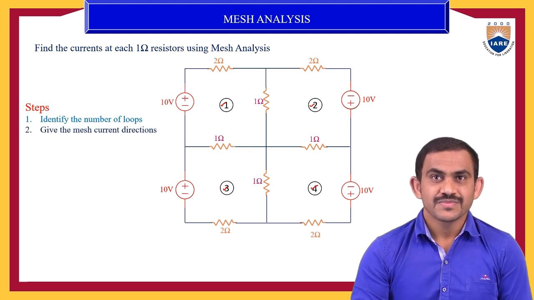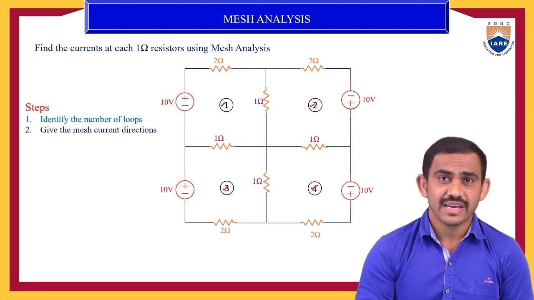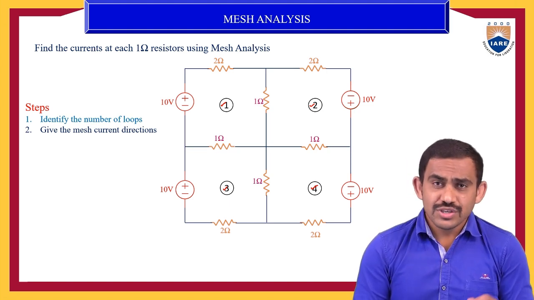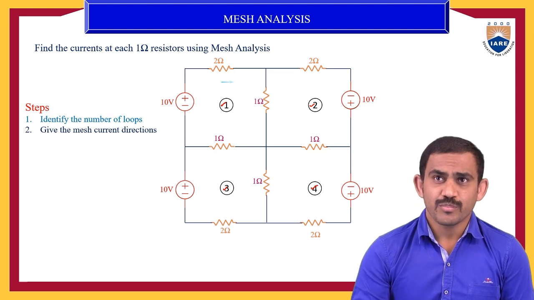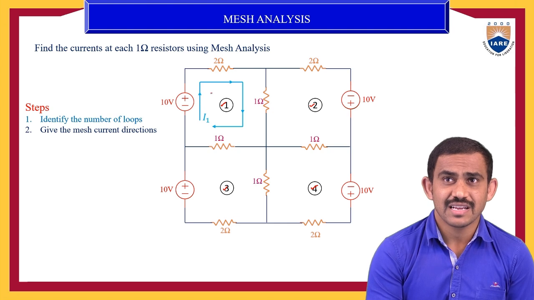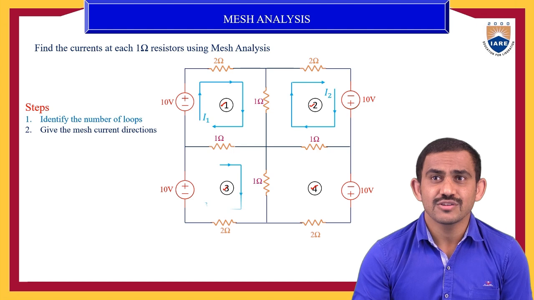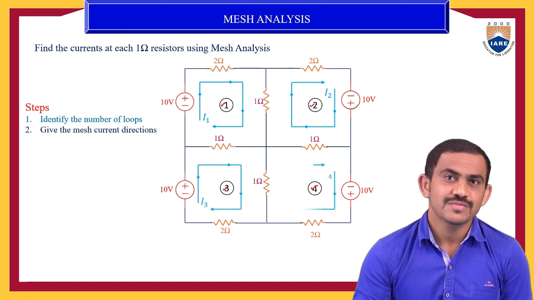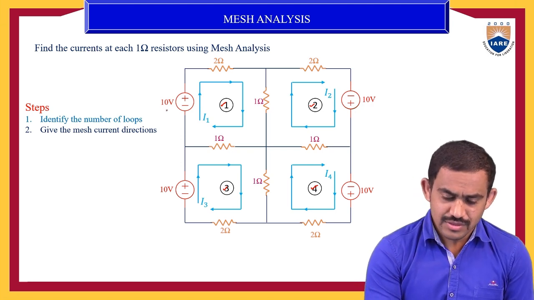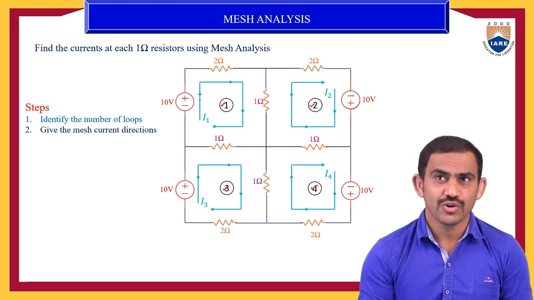Then what is the second step? Just give the directions. We have 4 loops, so we have 4 currents: I1, I2, I3, and I4. Every loop has a different current, and we need to give the directions also. For the first loop, using the source, I give the current direction upward, that is I1. Second loop I2, third loop I3, and fourth loop I4. The direction I give to every loop depends upon the source direction. So 4 loops, 4 currents.